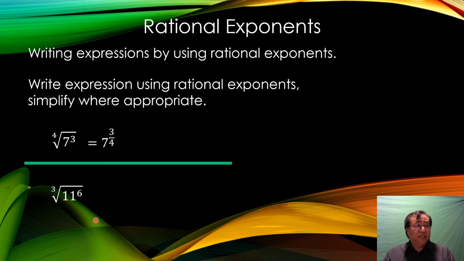All right, next example. Here, this one actually you can do something with. You have cube root of 11 to the 6th power. Rewrite that as an exponent. That 6 is in the numerator. The cube root, the 3 is in the denominator. Well, we know what 6 over 3 is. 6 over 3 is 2, so that's 11 squared. We know what 11 squared is. It's 121.